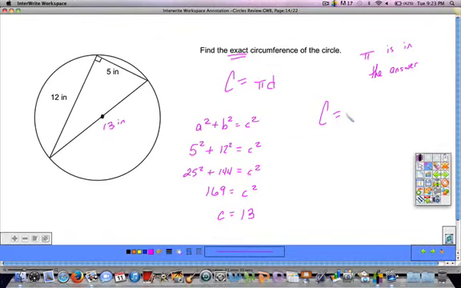If c equals pi d, and d is 13, I have c equals pi 13. Well, that just looks silly. When you put it in your calculator, it's going to flip it around, and you have c equals 13 pi, and I better put inches in there.